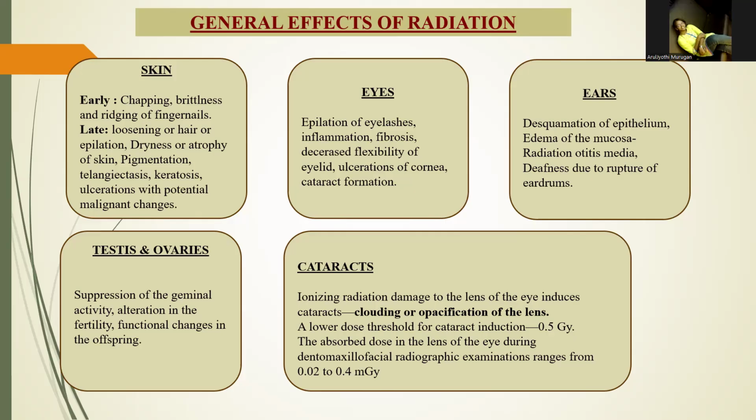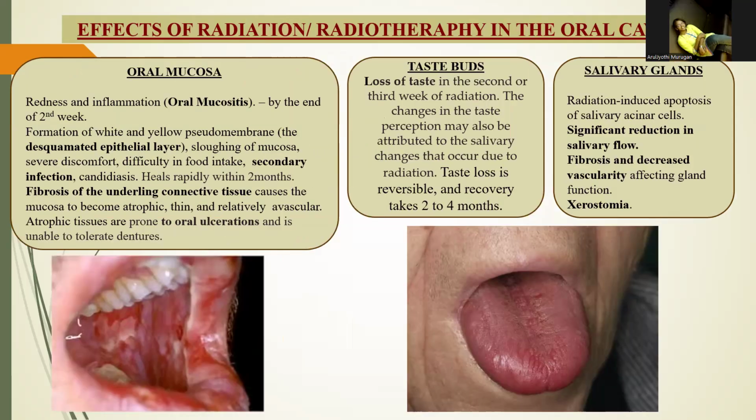Cataracts affect the lens of the eye. Ionizing radiation would affect the lens of the eye, causing clouding or opacification of the lens. The observed doses in normal radiographic techniques used in dentistry would be very minimal, that is 0.02 to 0.4 milligray.